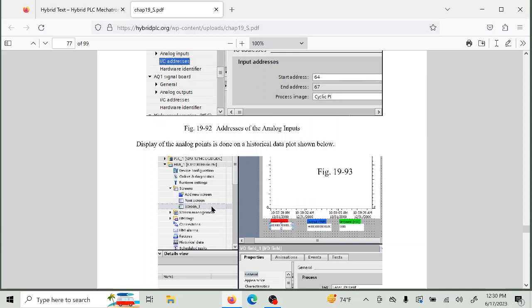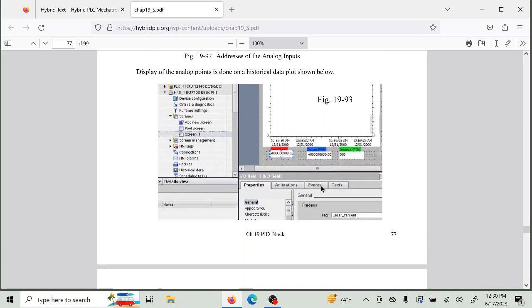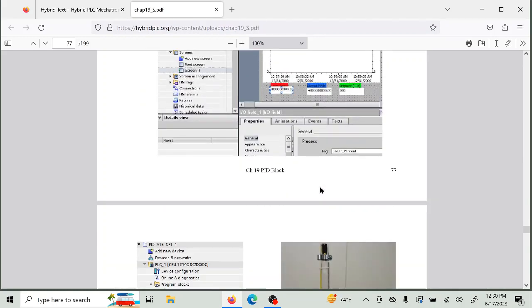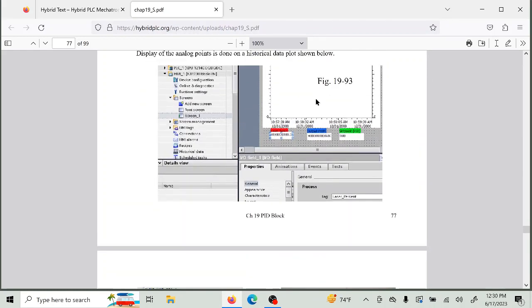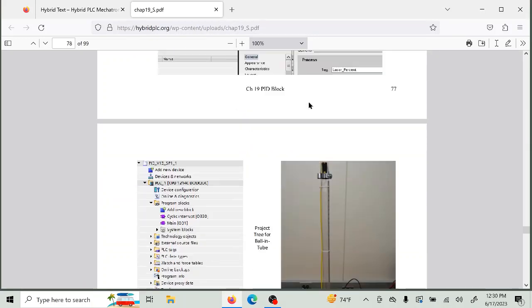So in your screens, you should have a screen like this, and this is a historical data trend, and you really do need this for analog variables. You can show this, and it does give you the ability to plot the variables and how they reacted, whether they're stable or not, and that's something that's very important.